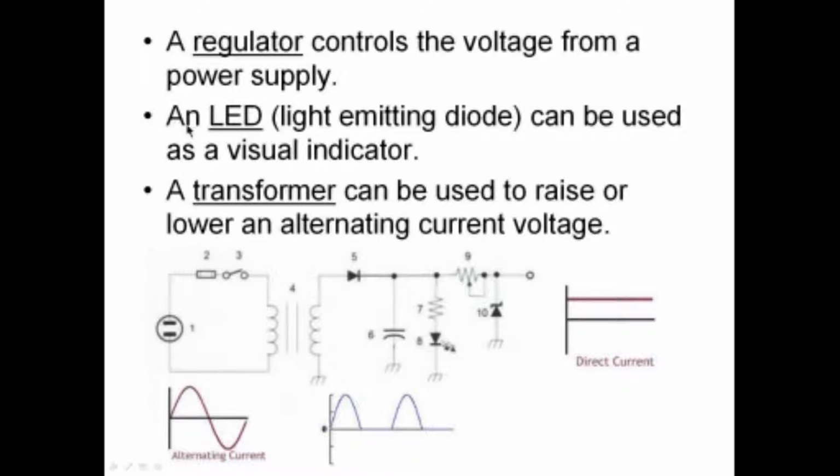Okay, an LED, a light-emitting diode, can be used as a visual indicator. Here we have the light-emitting diode in this circuit, and that's your indicator light that your power supply is turned on.